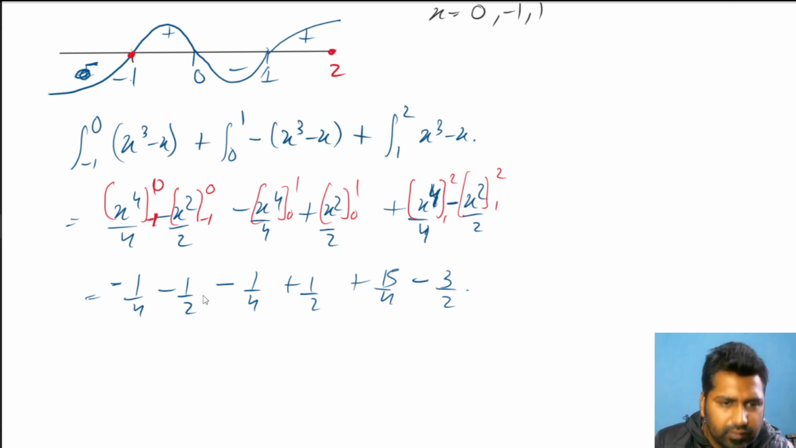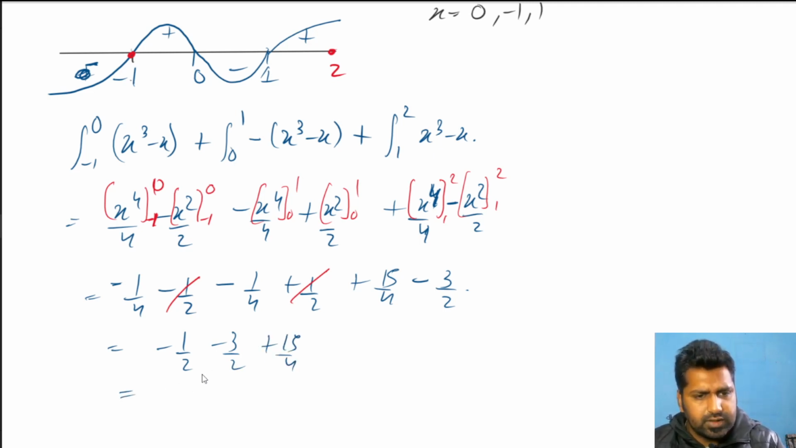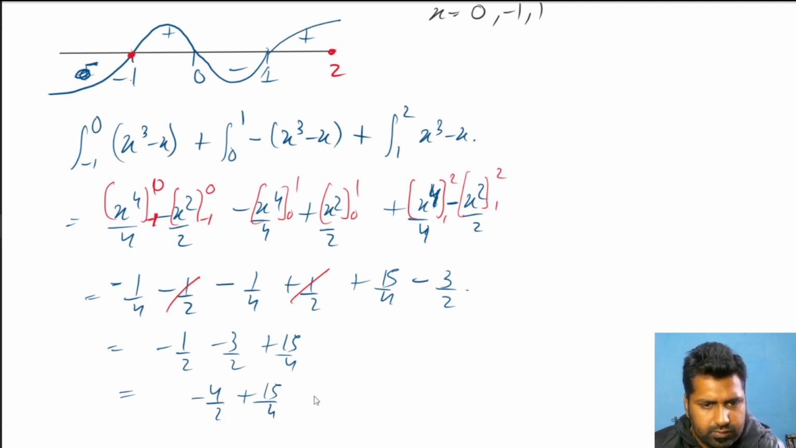Anything cancelling? Minus 1 by 2 plus 1 by 2 cancels. That's it. This becomes minus 1 by 4, minus 1 by 4 becomes minus 1 by 2, minus 3 by 2 I'll write first, plus 15 by 4 later. So negative negative again, this becomes minus 4 by 2 plus 15 by 4. So if you solve this, you get... No, there is some positive negative mistake.